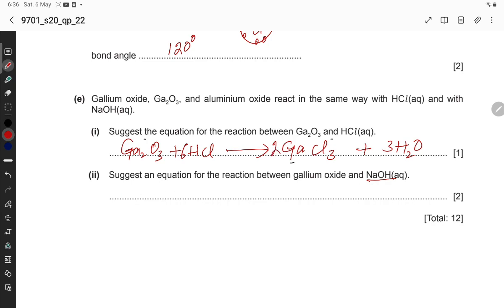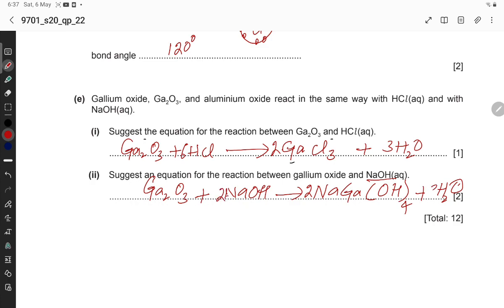Suggest an equation for the reaction between gallium oxide and sodium hydroxide. Ga2O3 plus sodium hydroxide forms NaGa(OH)4, sodium tetrahydroxogallate, plus water. The name of the compound is sodium gallate.